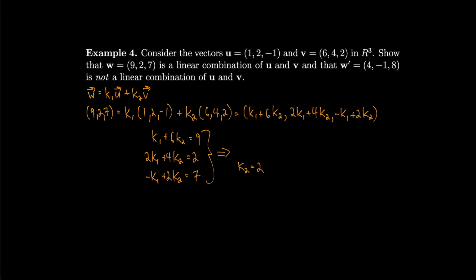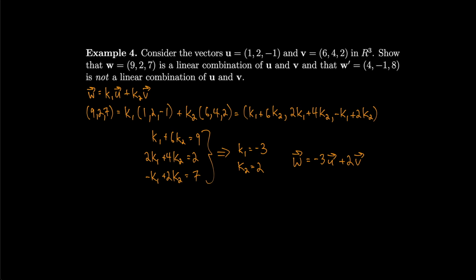So that means that K2 is equal to 2. And then we could just go and plug that back in. We can see K1 plus 12 equals 9. So K1 is negative 3. Okay, cool. So that means that W should equal minus 3 times U plus 2 times V. So that's a linear combination of U and V that'll actually make W equal there.